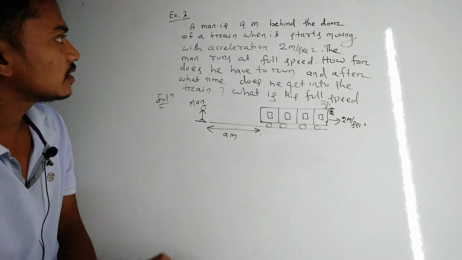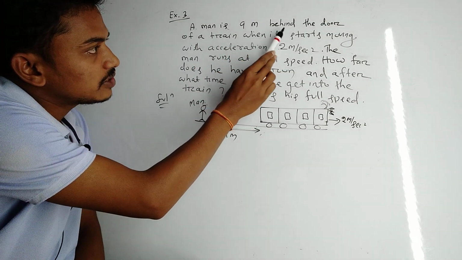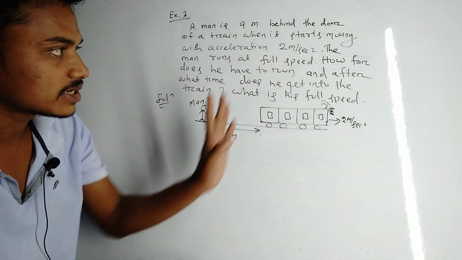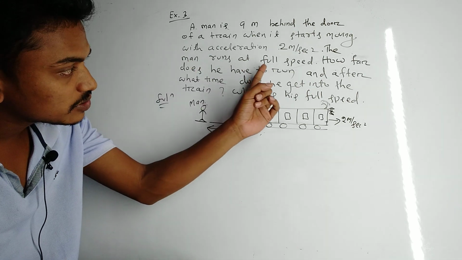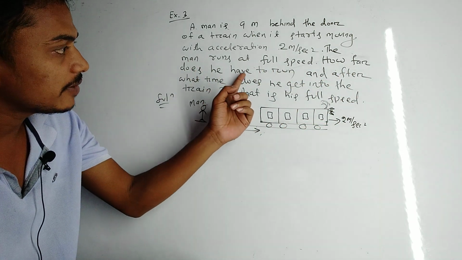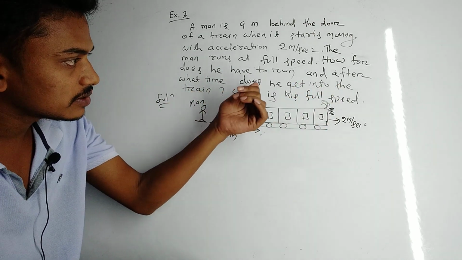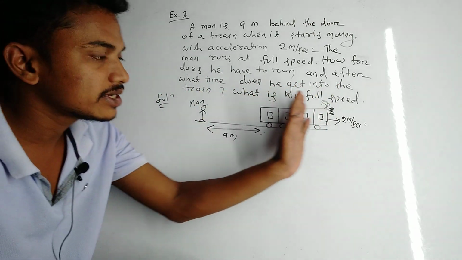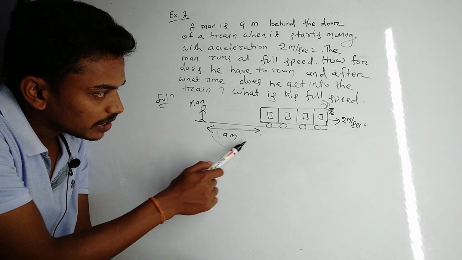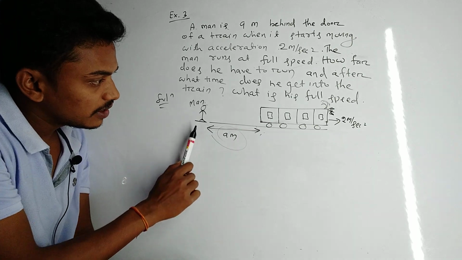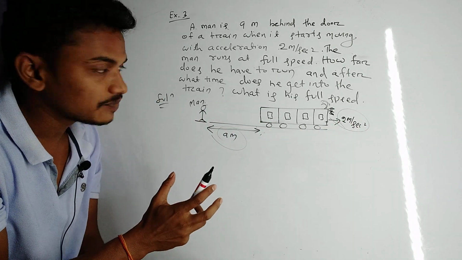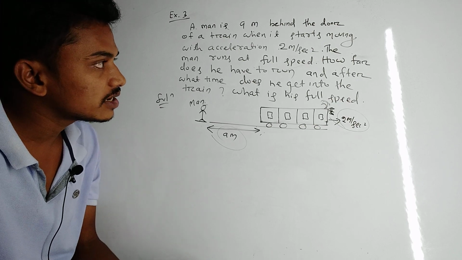Now come to example 3. A man is 9 meter behind the door of a train when it starts moving with an acceleration of 2 meter per second square. The man runs at full speed. The question is: how far does he have to run, and after what time does he get into the train? What is his full speed? The situation is like a man standing 9 meter behind the door of a train, and the train starts moving with an acceleration of 2 meter per second square. Okay, so pause the screen and try to solve it yourself.